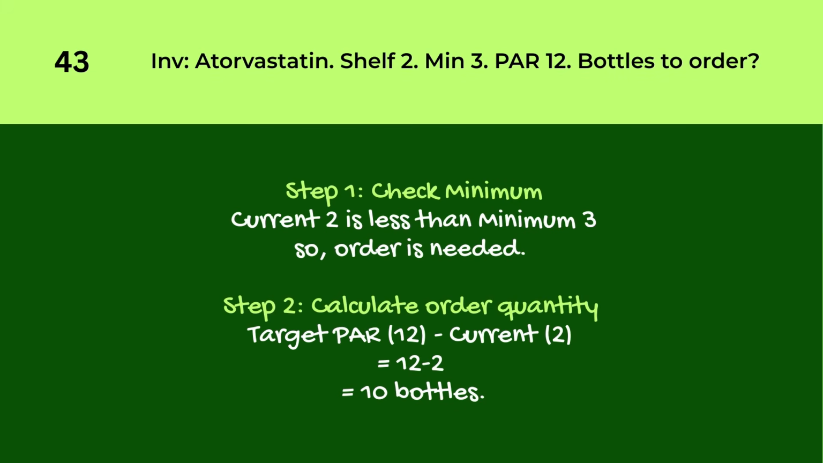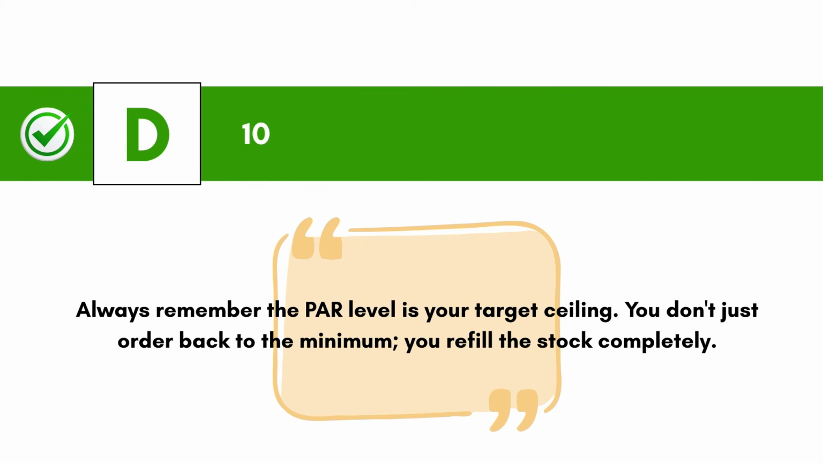First, check if we need to order. We have 2 bottles, which is below the minimum of 3, so yes, we order. The rule is to order enough to reach the PAR level, which is the maximum target. So we take the PAR level of 12 and subtract the current stock of 2. That gives us a total of 10 bottles needed. Option D is correct. Always remember, the PAR level is your target ceiling. You don't just order back to the minimum. You refill the stock completely.